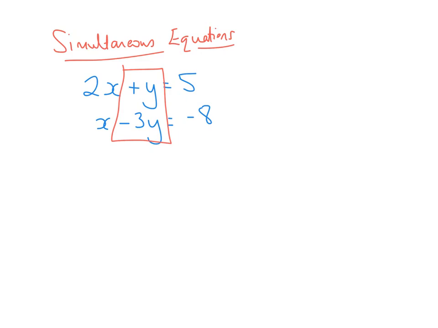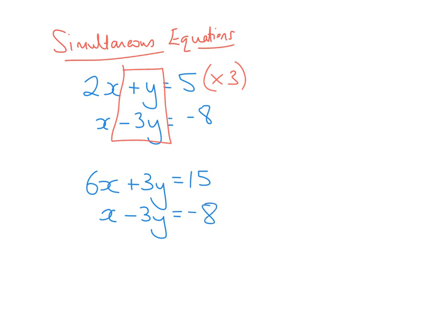But we can't just magically pop a 3 in there. We have to do it to the entire equation in order for the equation to stay balanced. So we multiply everything by 3. It's not adding 3, it's multiplying, because remember the 3 needs to be stuck onto the x, which means that we're timesing by it. So we're going to multiply everything by 3 first of all. That's going to give me 6x plus 3y is equal to 15. And I don't have to do anything to the second equation because I already have my minus 3y there. So it's x minus 3y is equal to minus 8.